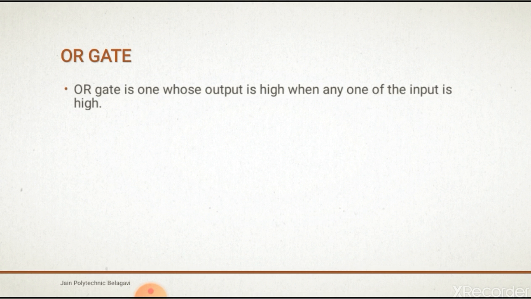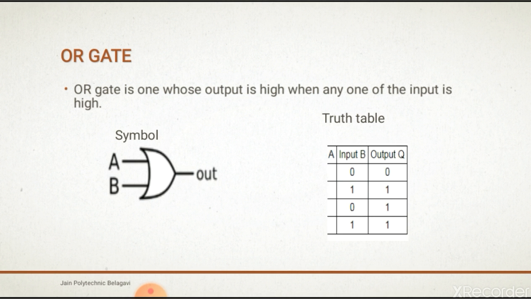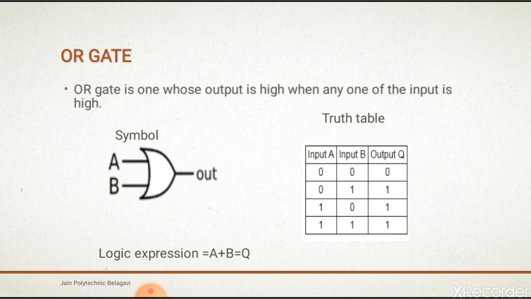OR gate is one whose output is high when at least one of the inputs is high. Symbol: A and B input and output. Truth table, A B input, output is Q. Expression A plus B is equal to Q. 0 plus 0 is 0, 0 plus 1 is 1, 1 plus 0 is 1, 1 plus 1 is 2, that is 10.